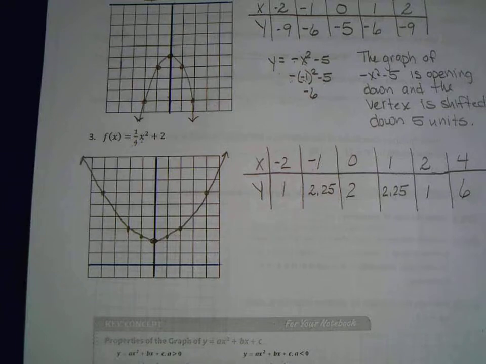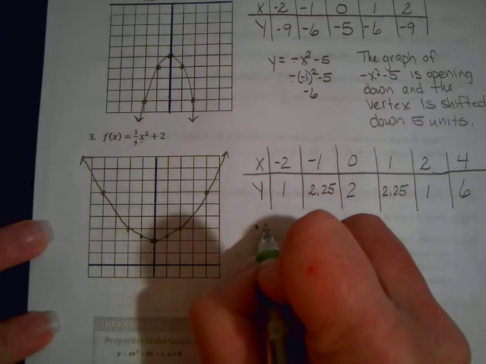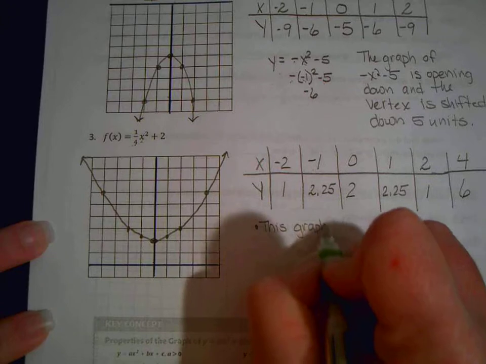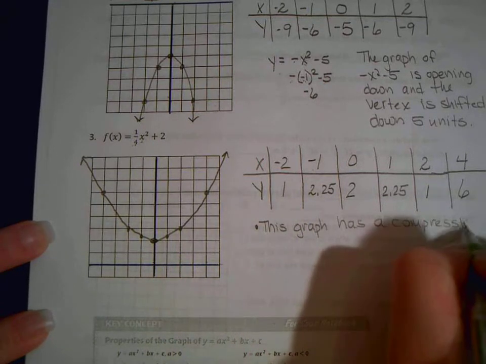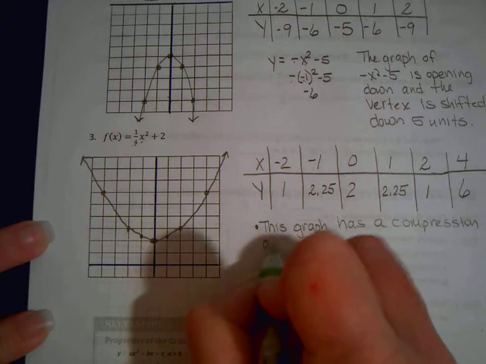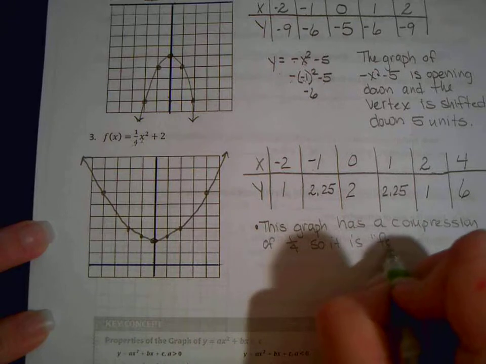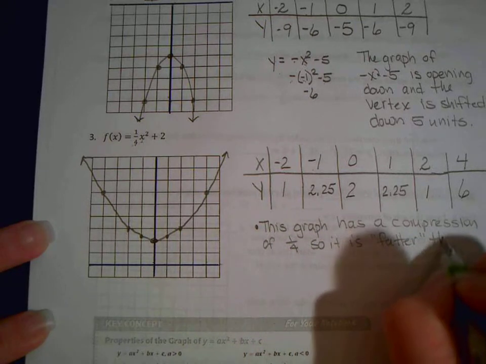Now, how are we going to describe this? We can do again, you always say the same kind of idea, or you can kind of describe it a little bit different. This one has a compression of 1/4, so it is fatter, again, if you would, that math word, than its parent.